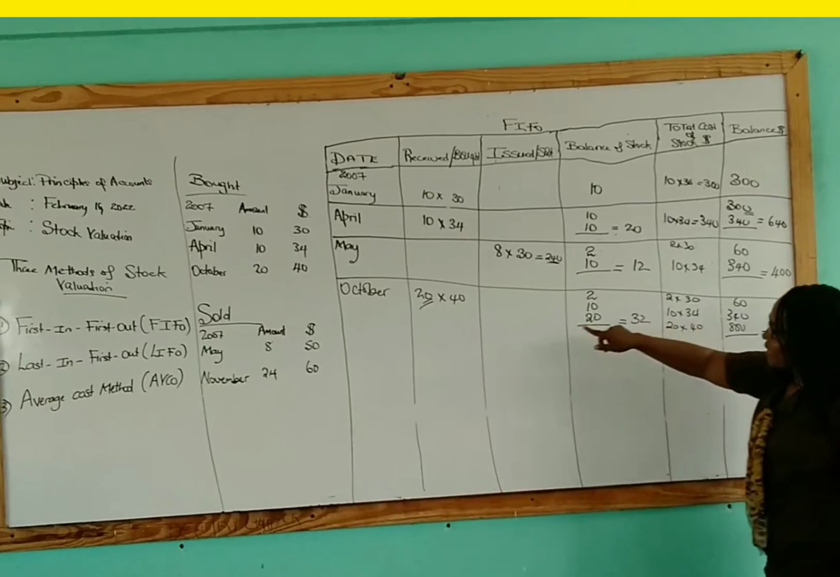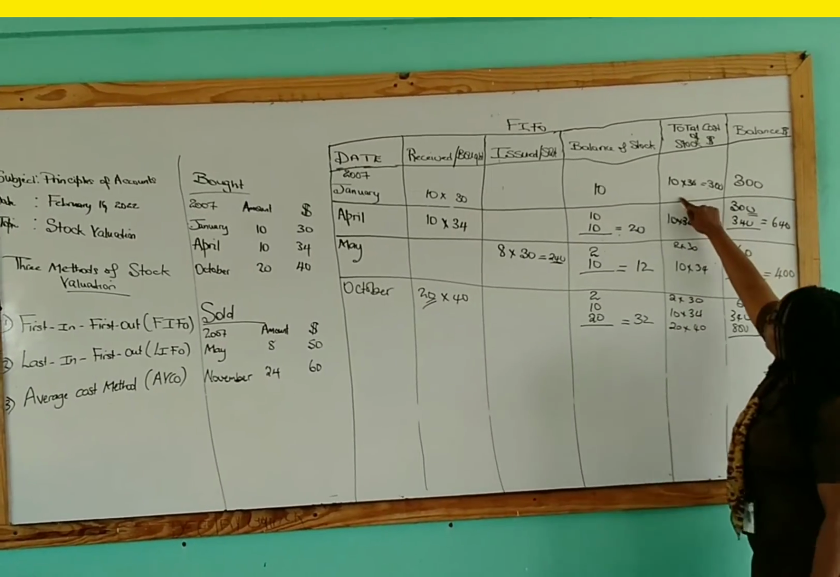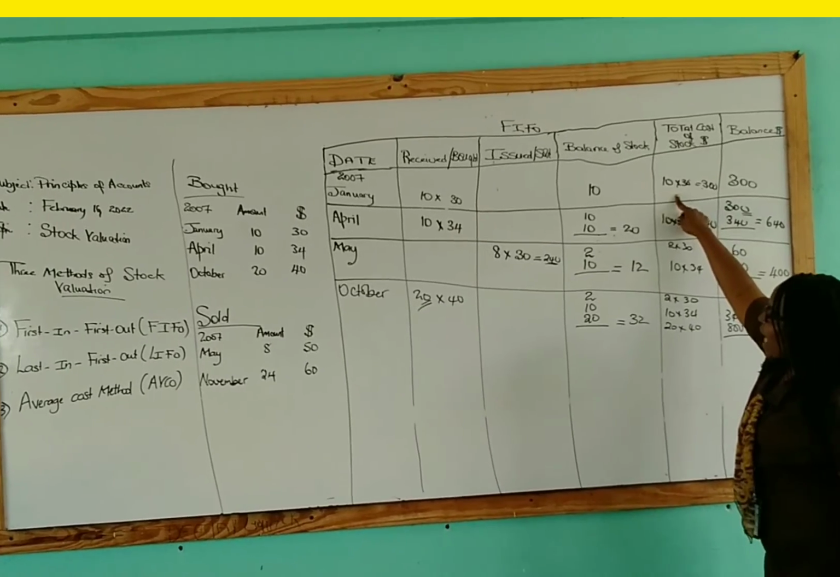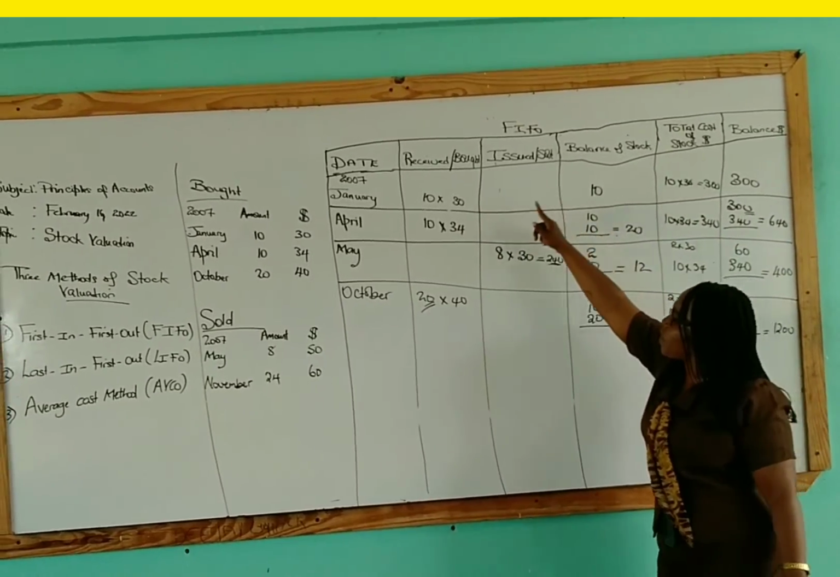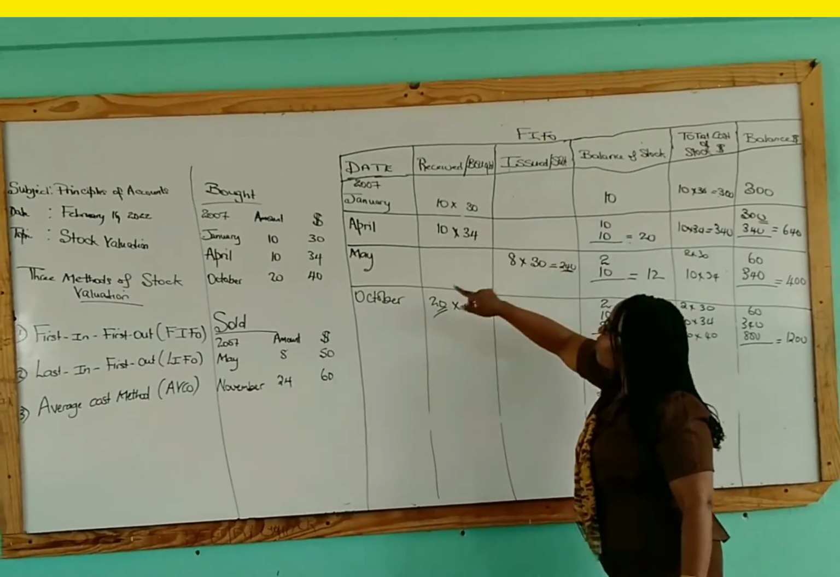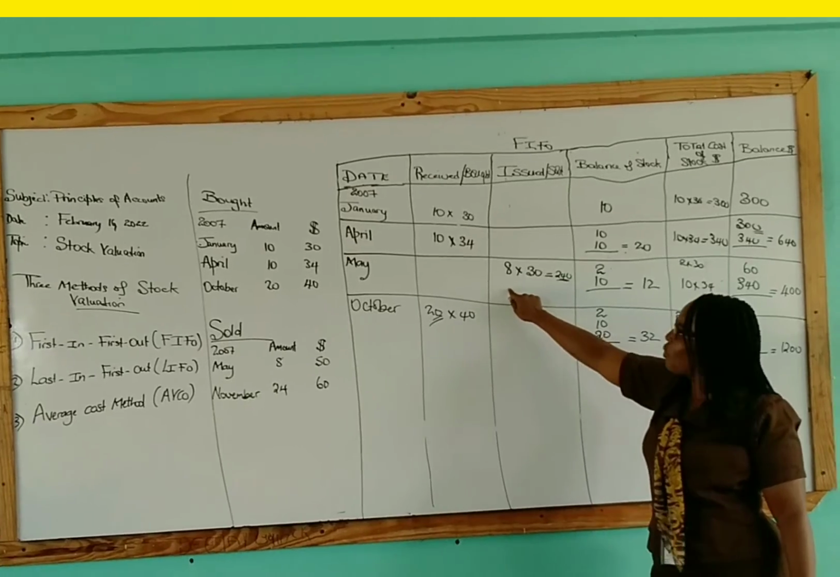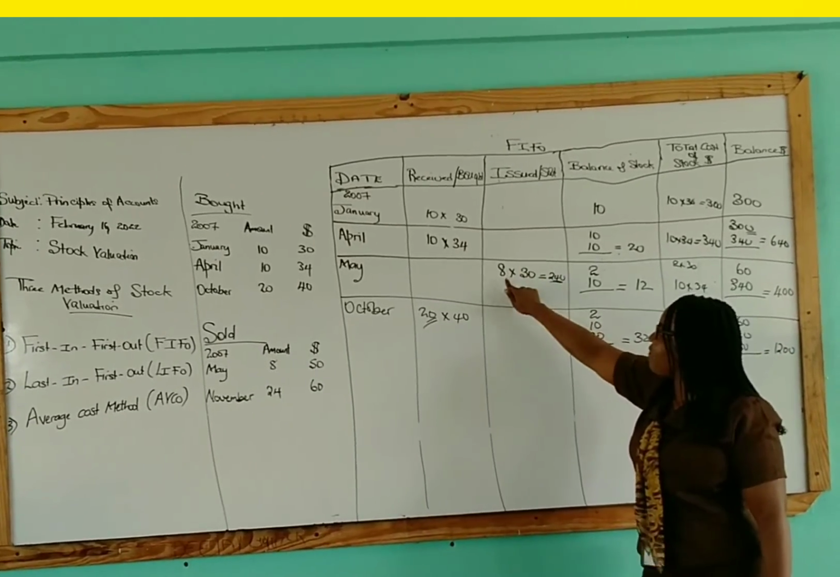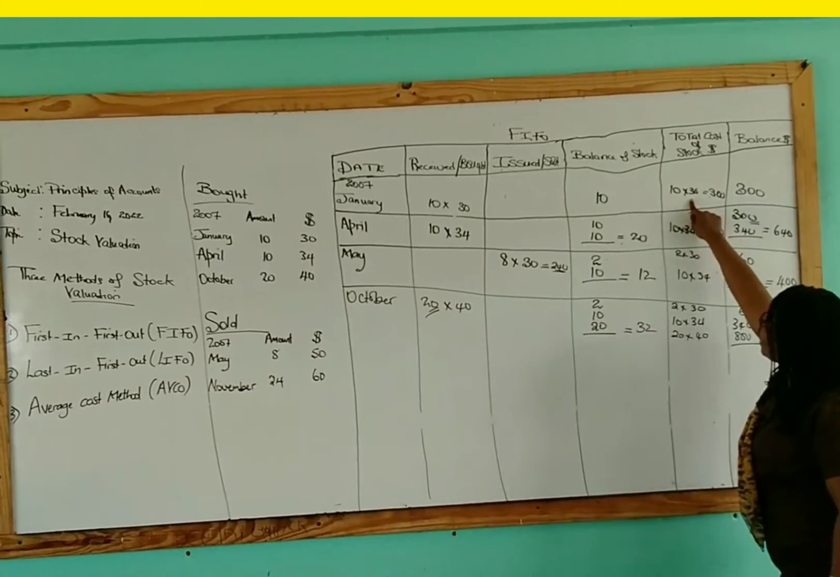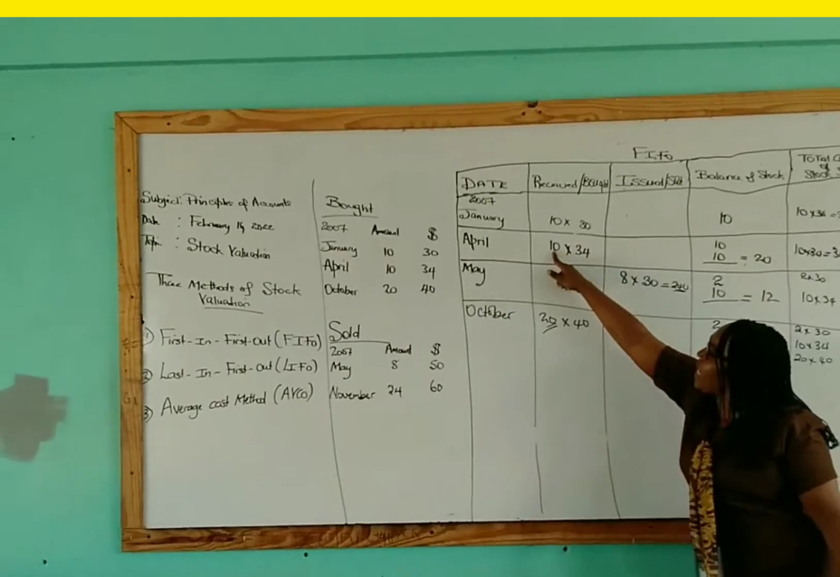20 times the 40. The reason why you have this 2 is because in January you bought 10 and you sold 8 out of that 10 in May. Because this is the first stock that came into the storeroom, and because we're doing first in, first out, we have to sell from the first stock, which is the January stock. That's why we sell the 8 from the 10. That means we have 2 remaining out of 10. And we still have our April stock, which is the 10.